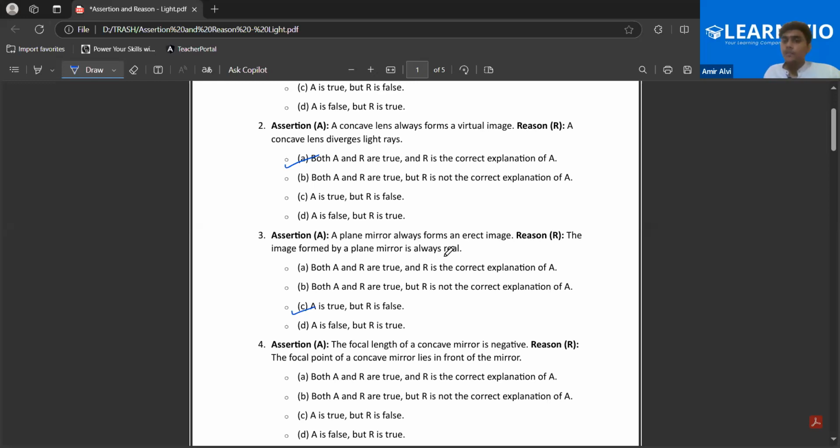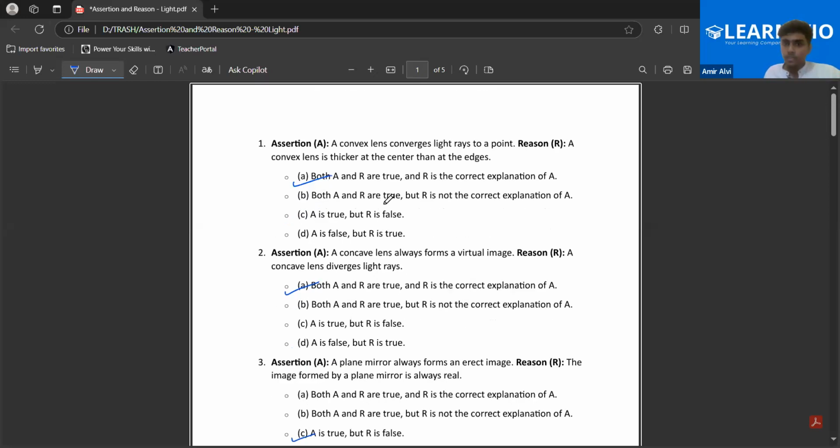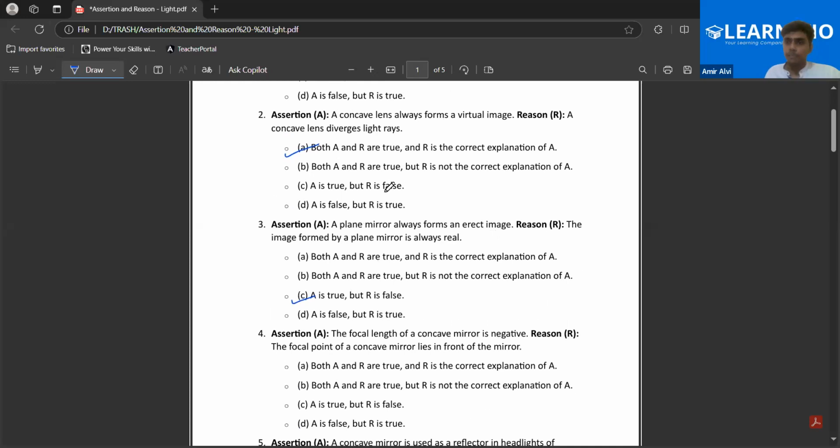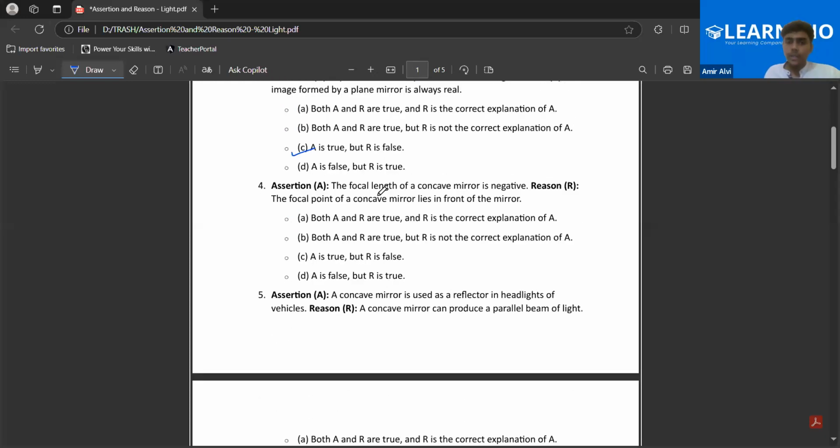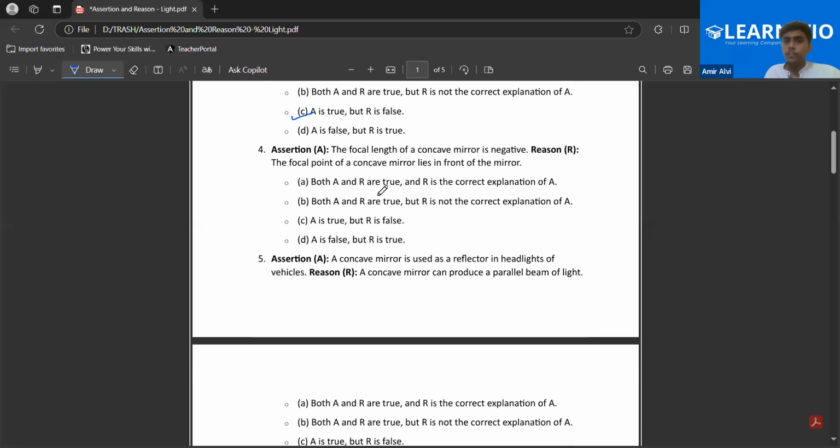So I'm saying that Faizan, I've just started the class and we have done 3 assertion reason questions for the light chapter. Okay? So in this class, we're solving assertion reason questions.